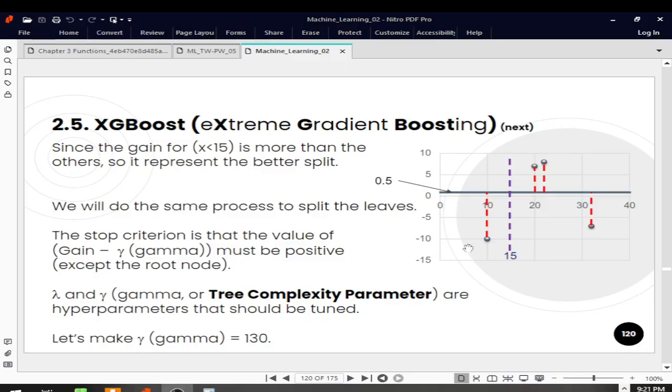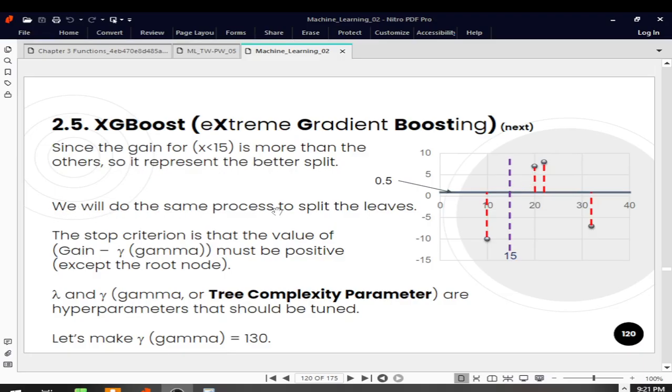Sorry, now that we decided the first split, we are going to proceed to the next splits, but let's bring up a very important concept. Since the gain is more, it represents the better split. This is the first split.